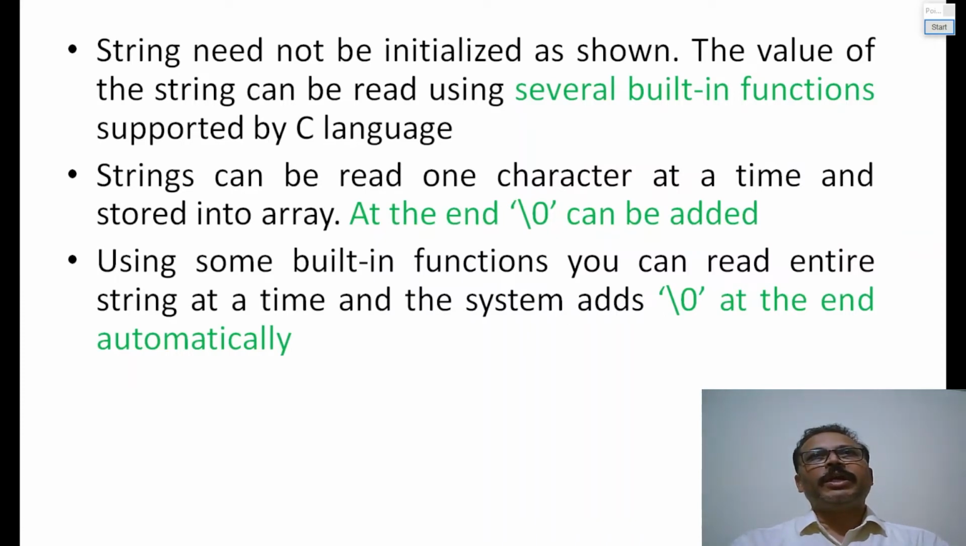Strings can be read one character at a time and stored into an array. At the end, slash 0 can be added. Using some built-in functions, you can read an entire string at a time, and the system adds slash 0 at the end automatically.